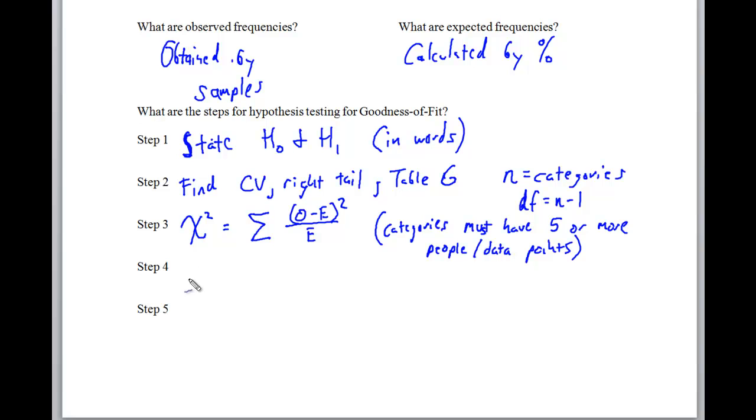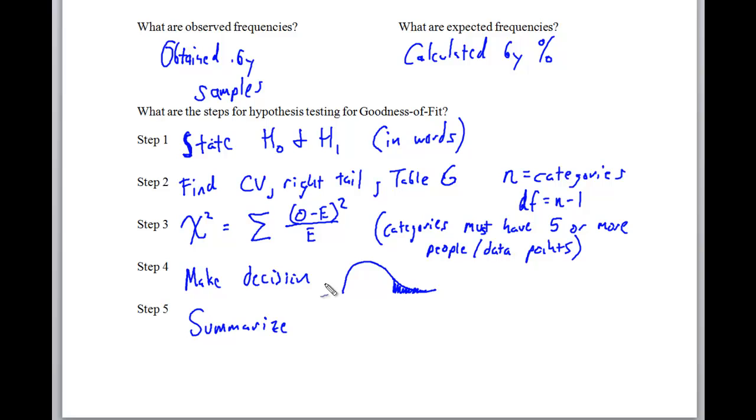All right, now step 4 is to make a decision, and the decision is going to have the picture, and the picture is going to be skewed right. That's because of the chi-squared distribution, and it's going to be a right tail test, so it's always going to be a distribution that looks kind of like that snail or whale, however you want to see it. And step 5 is to summarize. The summary is going to have you either rejecting the null hypothesis or not rejecting the null hypothesis, and then explaining why using inequalities.